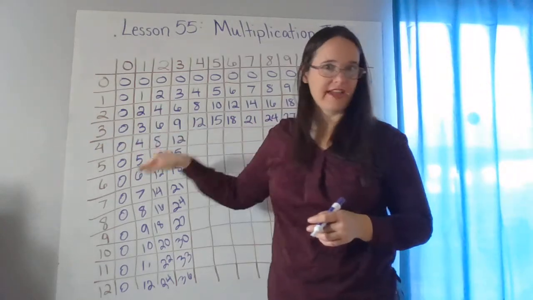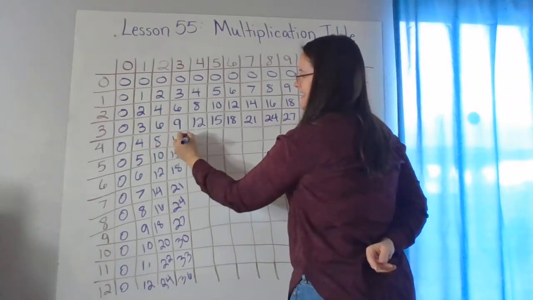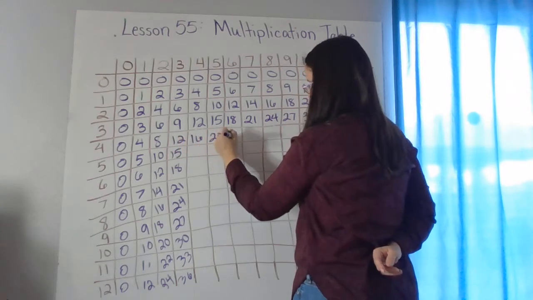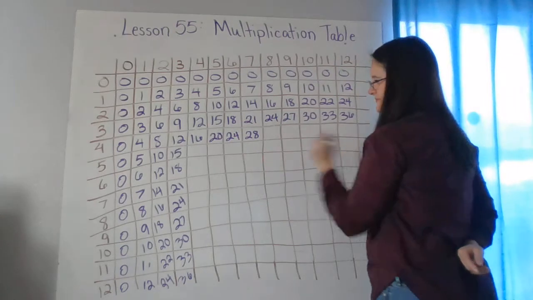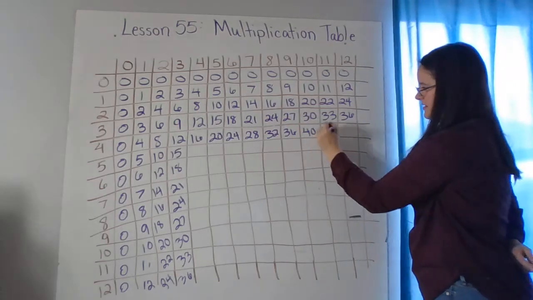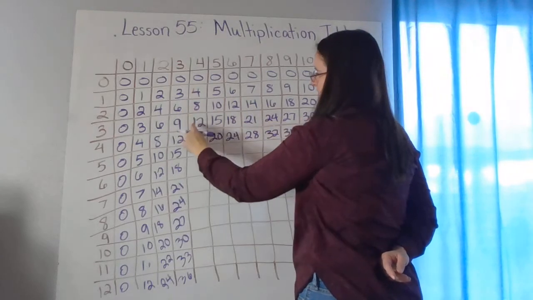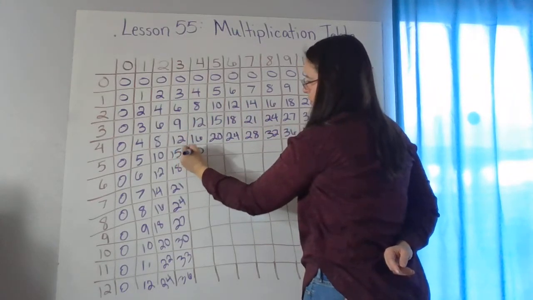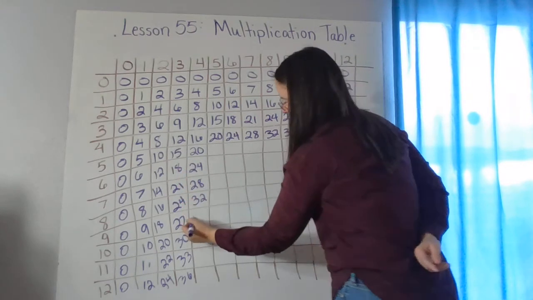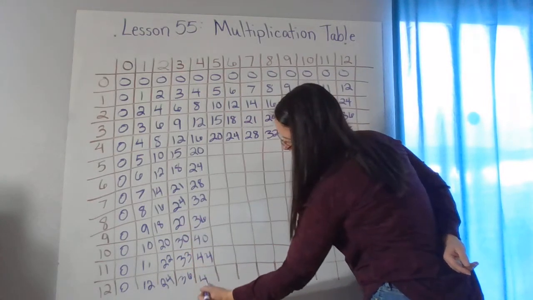Okay, now we're going to count by 4. Count with me. 0, 4, 8, 12. 12 plus 4, 16. 20, 24, 28, 32, 36, 40, 44, 48. You got it all the way to 48. Let's do that again. 0, 4, 8, 12, 16, 20, 24, 28, 32, 36, 40, 44, 48.